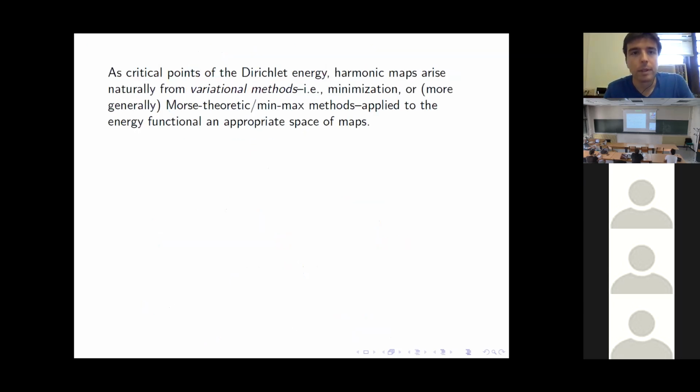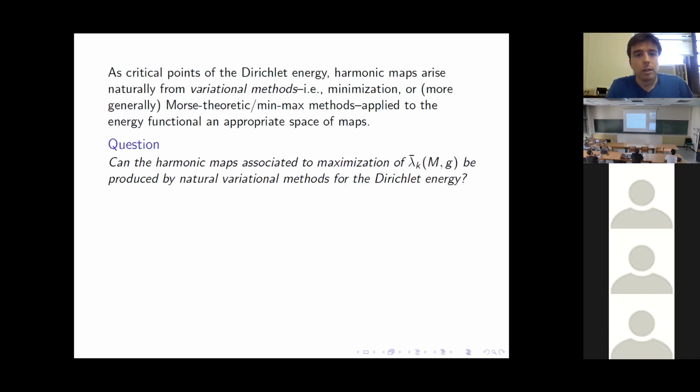All right, so if they're critical points of the Dirichlet energy, then we know that these harmonic maps in principle should arise from some kind of variational methods for the energy functional on the space of sphere-valued maps. It's clear from immediate considerations they won't be minimizers, but we can hope that maybe these arise from some kind of min-max methods. And that was the question that initially led to this collaboration with Mikhail Karpukhin: the innocent question of whether these harmonic maps associated to maximization of these eigenvalues can in fact be produced by some natural or canonical variational methods for the Dirichlet energy on sphere-valued maps.